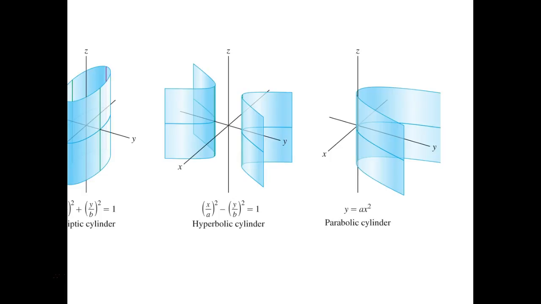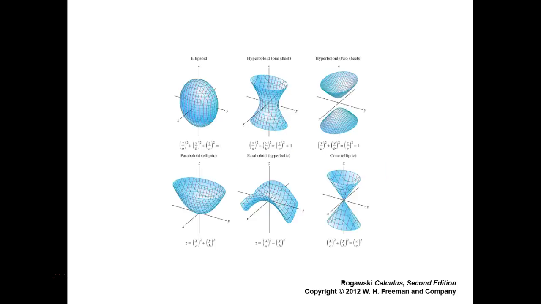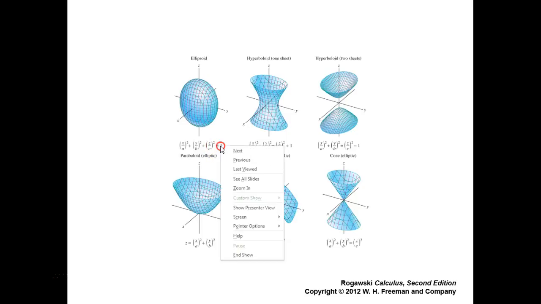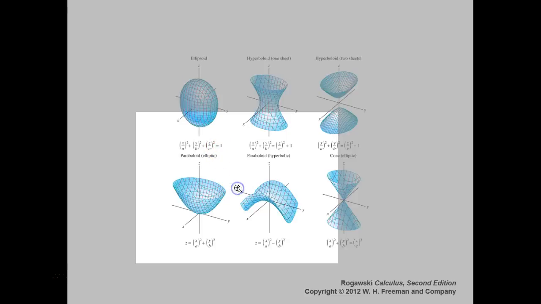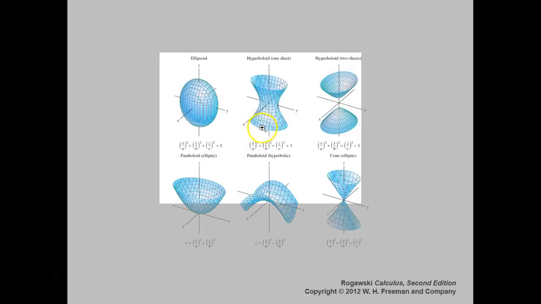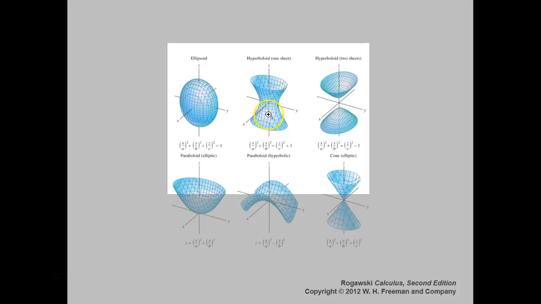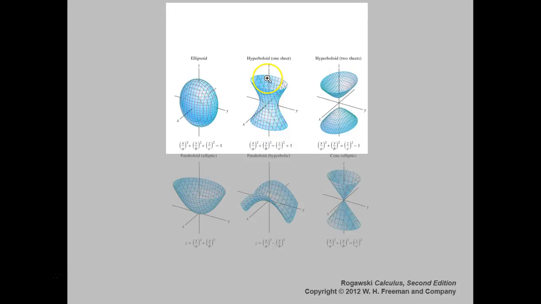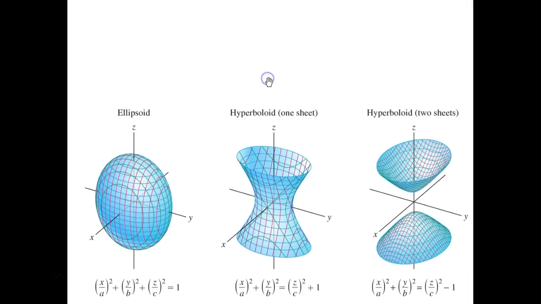All right, now we have a few that we're going to show again, and we're going to start up here. All right. What is that? Ellipsoid. Notice what you've got here.